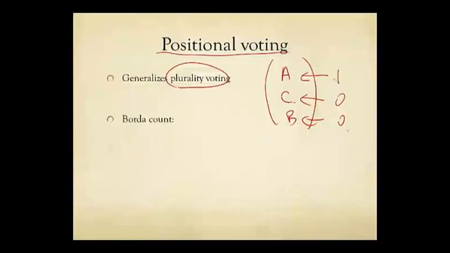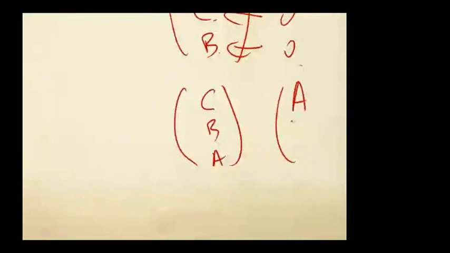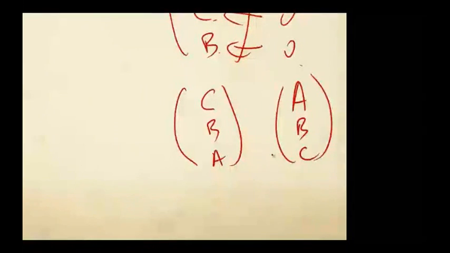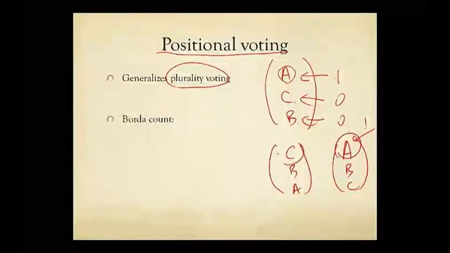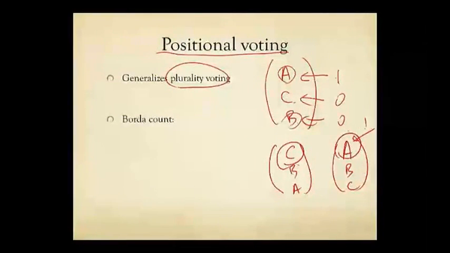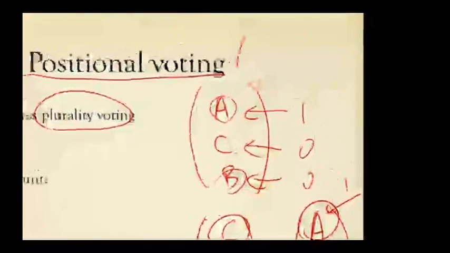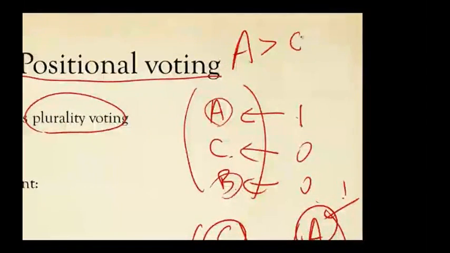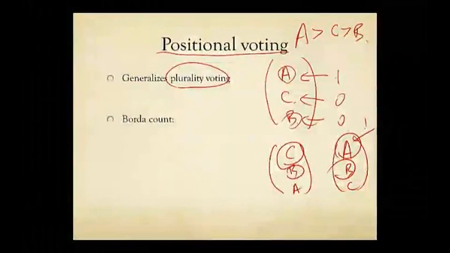And then I tally the score received by each candidate across all the votes. For example, another vote could be CBA, and another vote could be ABC. Then I see that A received a total score of 2, so 1 plus 1 is 2. C receives a score of 1, and B receives a score of 0. And therefore, A is ranked the best, followed by C, followed by B. As you can see, this actually realizes the special case of plurality or majority voting.